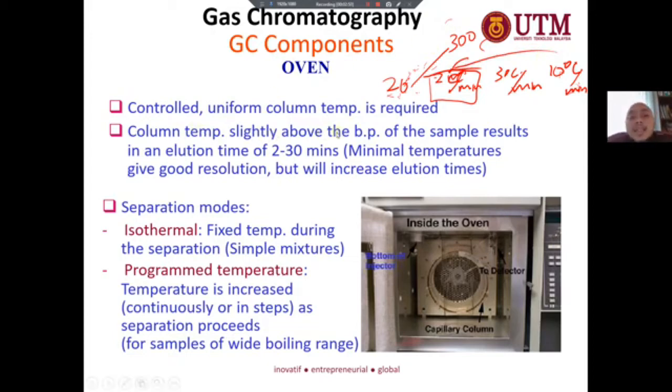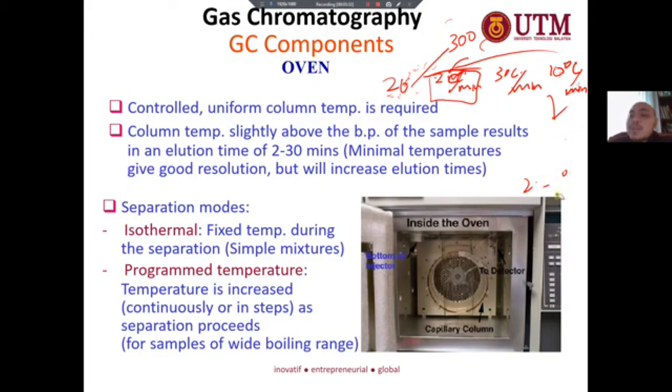Column temperature is slightly above the boiling point of the sample. For example, your analyte is at 75 degrees Celsius. So whatever it is, the column temperature should not be less than this. It must be at least 20 to 30 degrees higher than this.